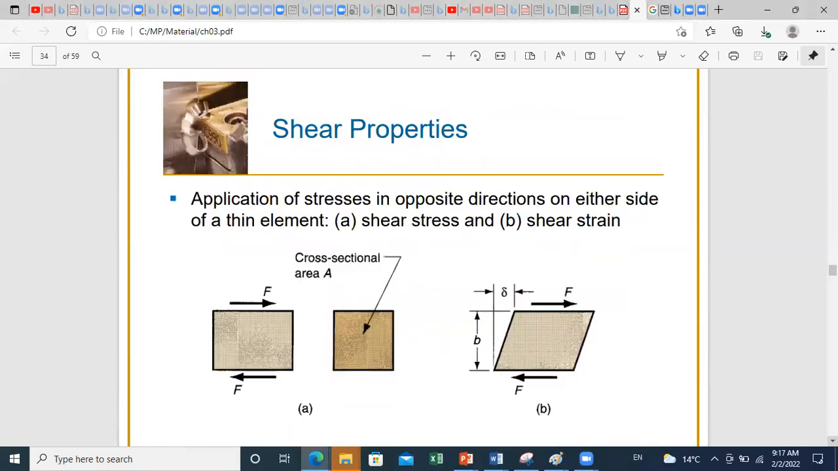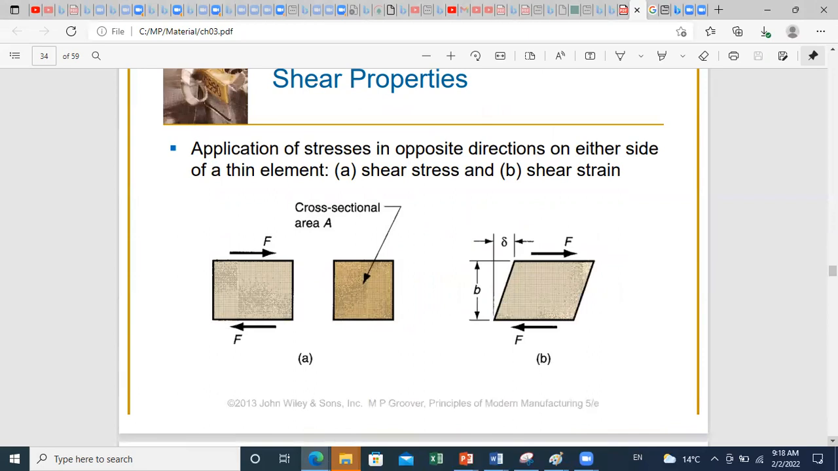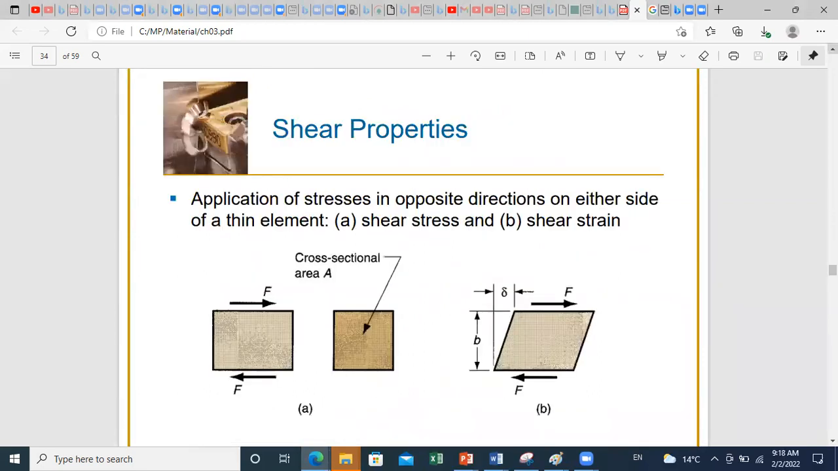Now, another important property of a material is the ability of the material to sustain shear. So we have already seen tests used to test the ability to sustain tension and the ability to sustain compression. Also, shear stresses are important, and they can be faced in several applications and in several manufacturing processes. So we need to know the ability of a material to sustain shear.